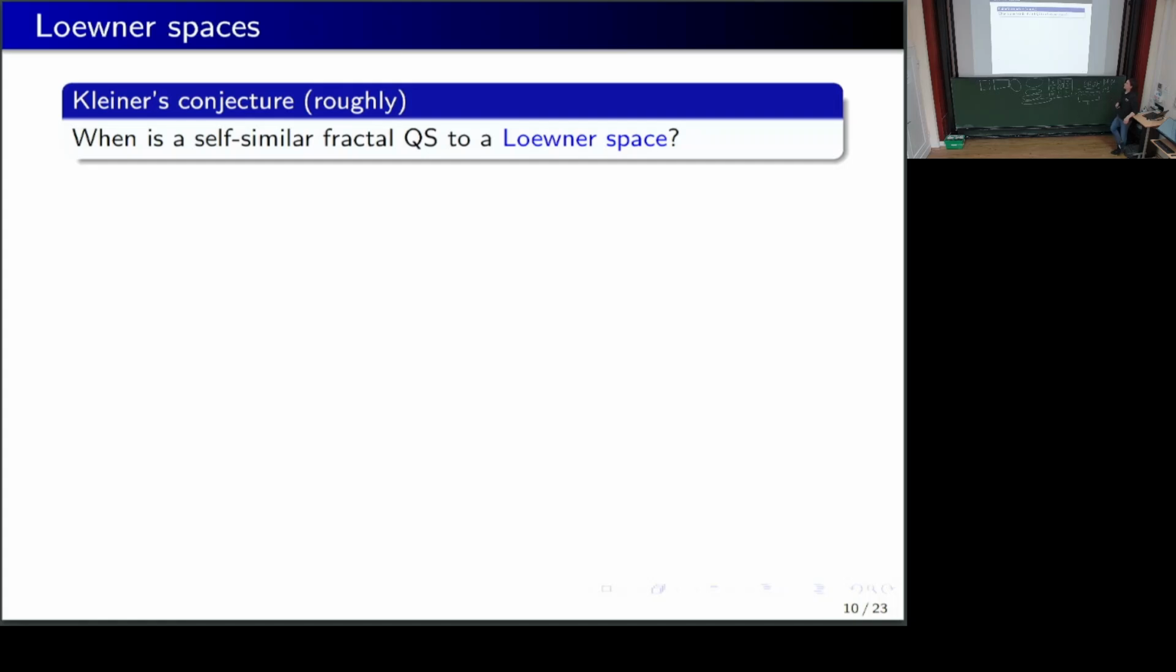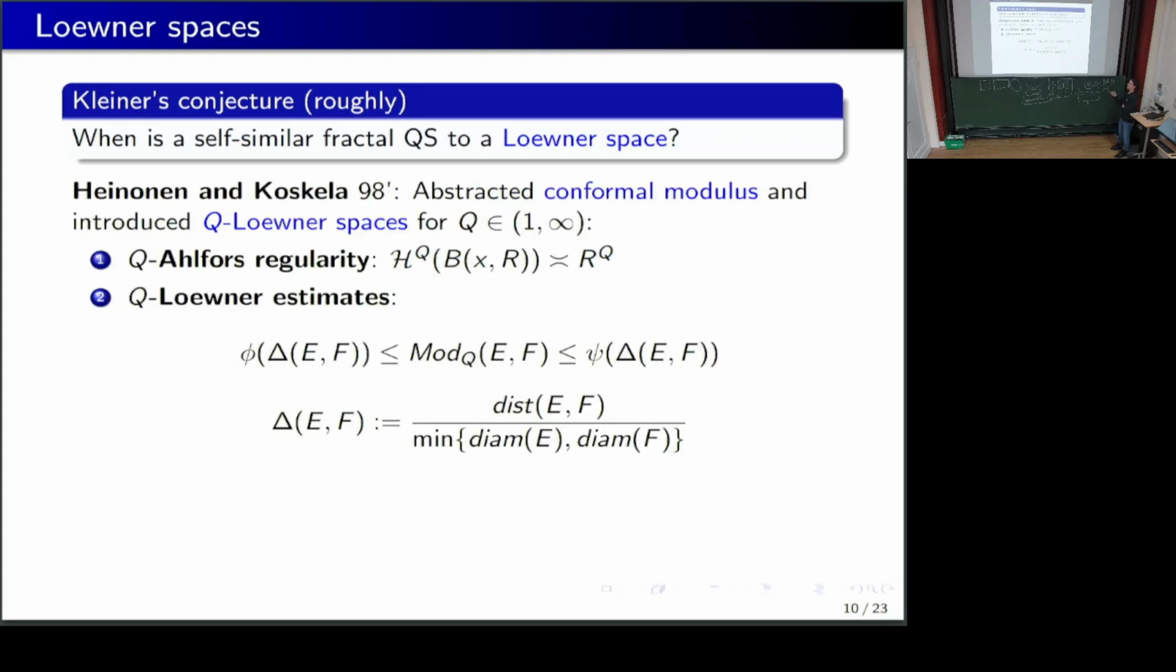All right, so back to Kleiner's conjecture. Now I'll give you a little bit more concrete statement of what Kleiner's conjecture is about. Kleiner's conjecture asks, if I have a self-similar fractal, when can I say that it is quasi-symmetric to a Loewner space? So what is a Loewner space? Loewner spaces were introduced by Heinonen and Koskela in the 90s, and it is basically an abstraction of conformal modulus.